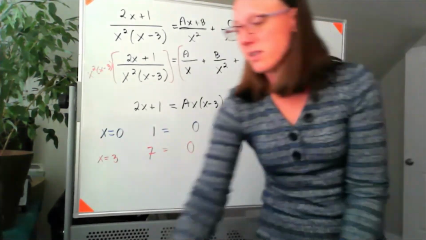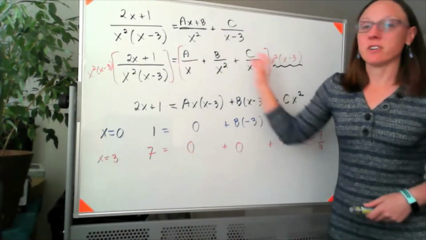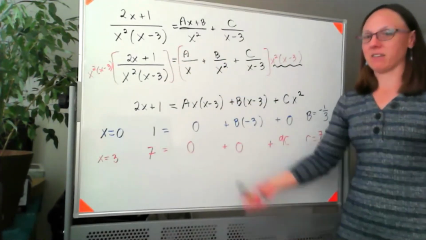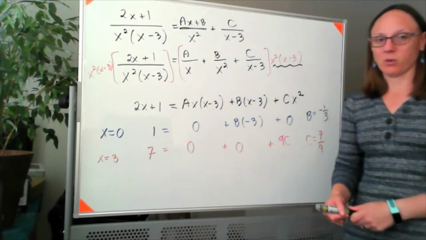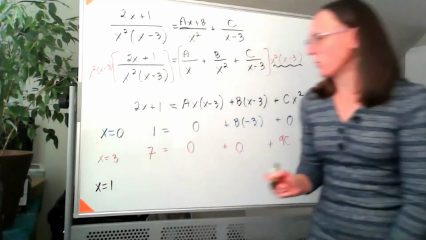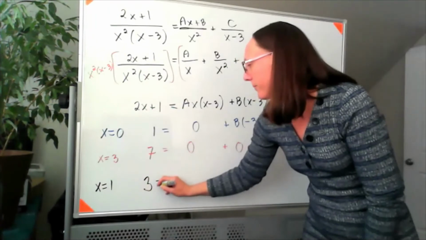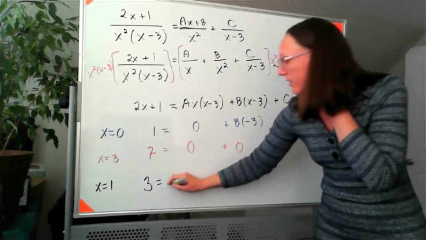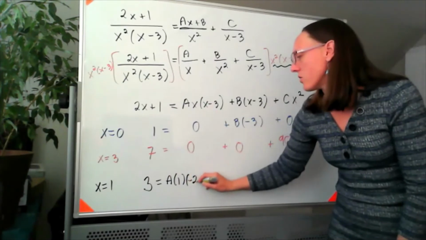I'm out of nice numbers, but back to something I said before, if this equation is going to be true and usable for all values of x, then I can plug in any value of x. It doesn't matter. So I'm just going to pick something easy to compute, like 1. And if I plug in x equals 1, then on the left-hand side, 2 times 1 plus 1, I've got 3. On the right-hand side, I'd have a times 1. I'll just write it out. A times 1, and then 1 minus 3, so it's negative 2.